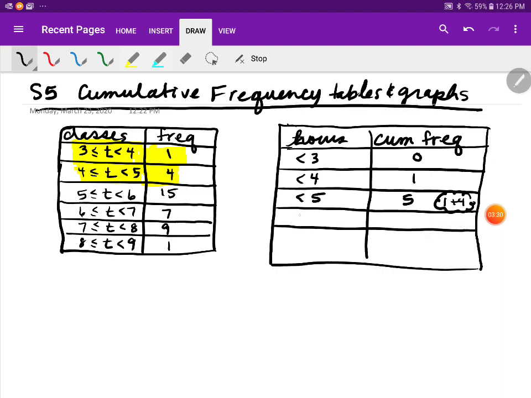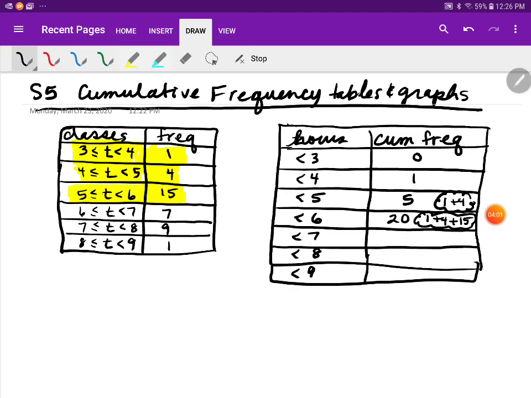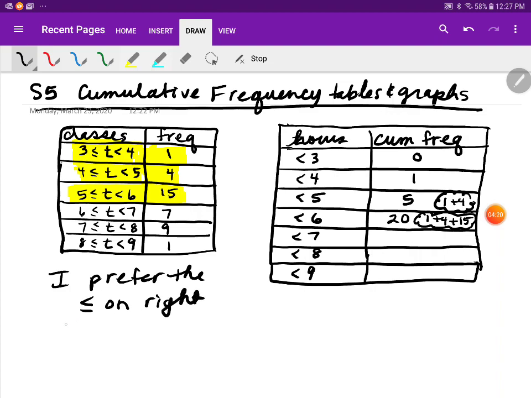And in the next one, we want less than 6. So we take the yellow ones that we had before, but now we have a new yellow one, right? So less than 6 would be all 3 of these. So what would that be altogether? That'd be 20, and that would really be 1 plus 4 plus 15 from the table. And then you try this one. Try less than 7, less than 8, and then less than 9. Try that, fill them in, see what you get, see if it makes sense. And then I will write here that I prefer the less than or equal to on the right if I get to choose.